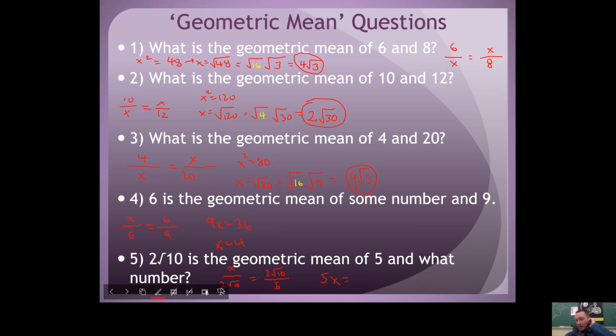Now if you type that in your calculator, 2 square roots of 10, it'll give you a decimal. And if you square it, it's going to give you a nice whole number. Here's how I know that. If I'm multiplying this with this, I take 2 times 2, which gives me 4. But I also have to do square root of 10 times square root of 10, which is 10. 4 times 10 is 40. This thing times this thing is just 40. 5 times what gives you a 40? 8.